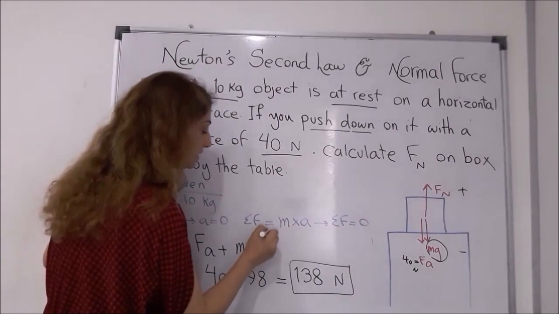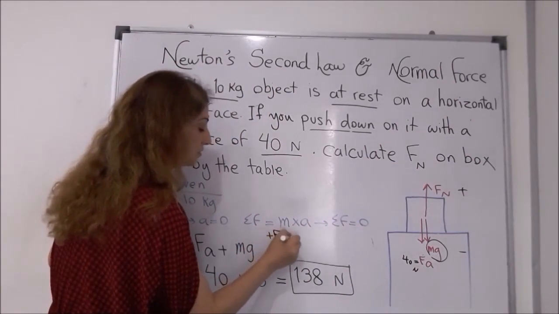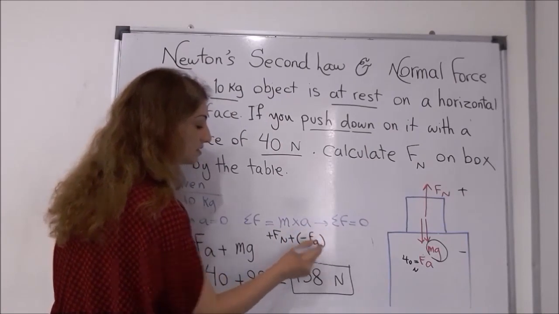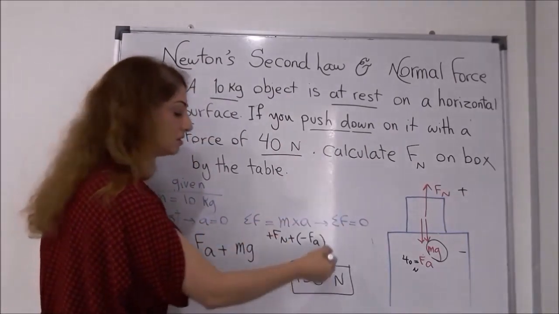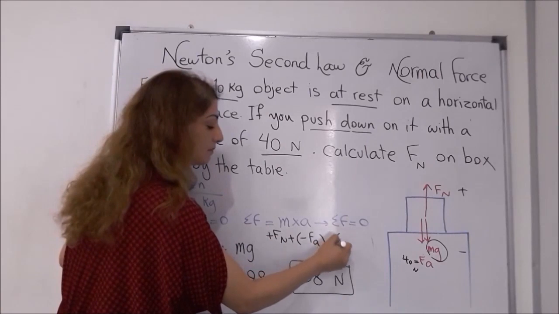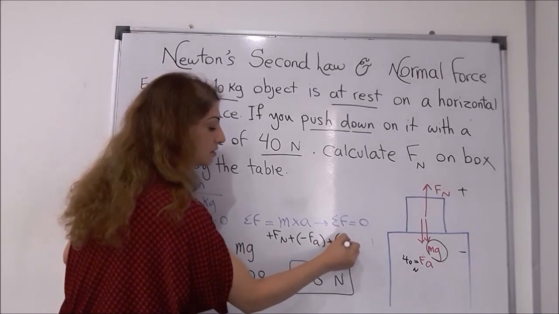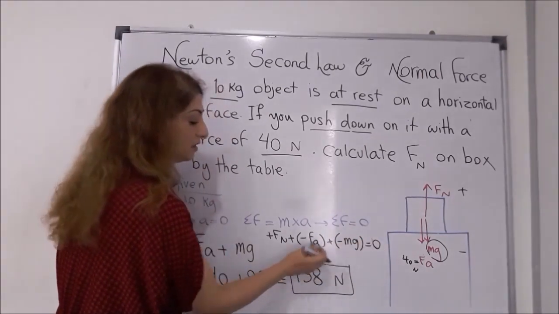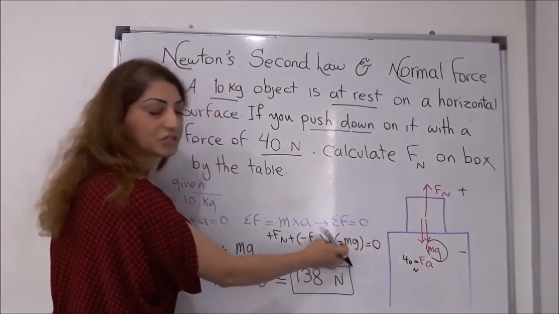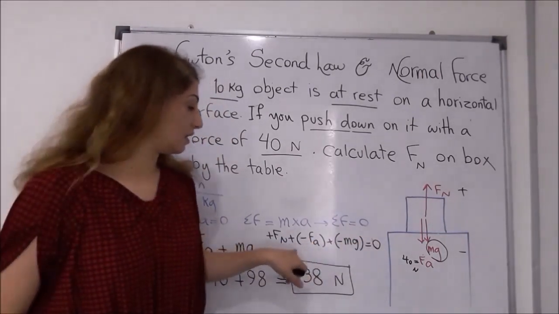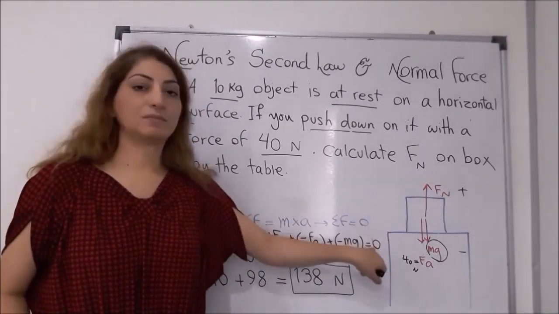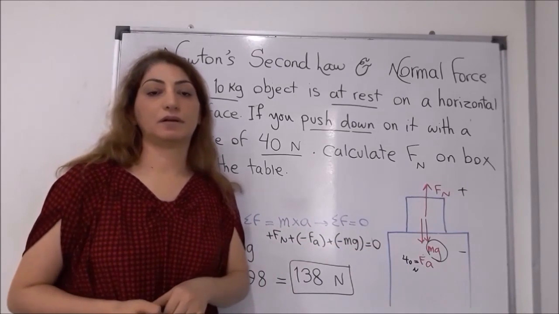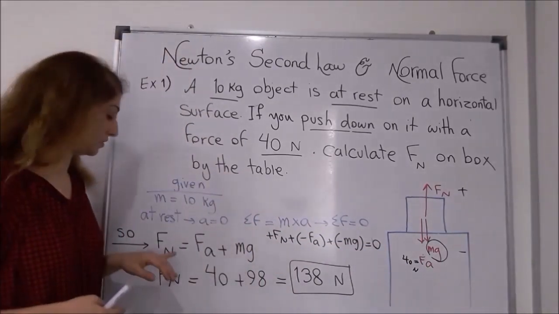It means that the normal force plus the force that I have applied on the box plus the weight of the object, because they are in the opposite direction or negative direction, I put minus. If you do the math, the answer should be zero. It means all of them are balanced, they balance each other.